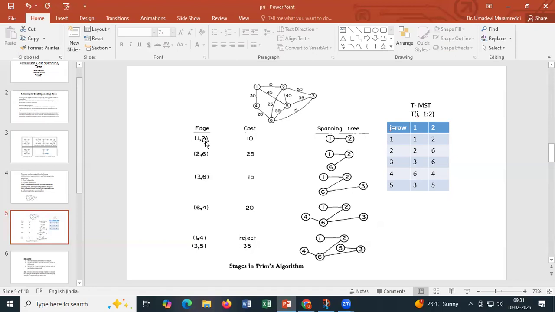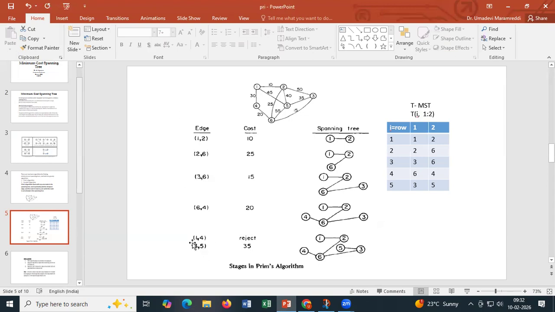Next, connecting with 1 or connecting with 2, what is the minimum cost edge you have to identify? Connecting with 1 and 2, you identify 2 to 6 is the minimum. So you add this one. Now 1, 2, 6 are in the spanning tree. So you have to identify the vertex among 3, 4, 5 which forms the minimum cost edge with the spanning tree vertices. You identify 3 is the minimum. So 3 to 6 is 15. So we have to add 5 edges.